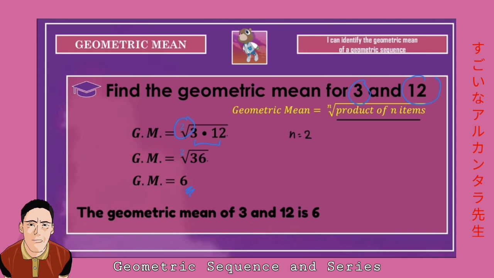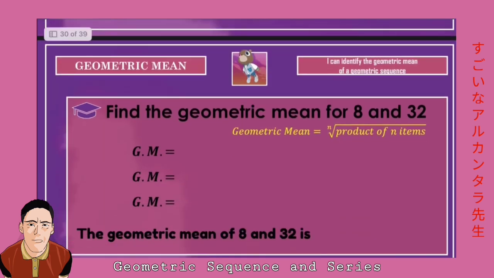Could be negative 6 also. But in this context, since it's a geometric mean, it must be in between them. It should be positive 6. Okay? Let's have another one.